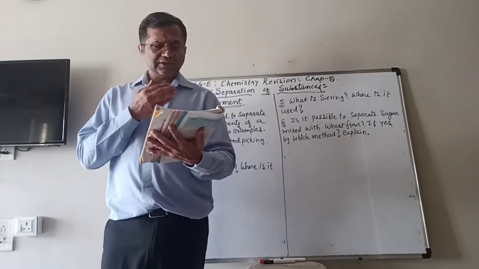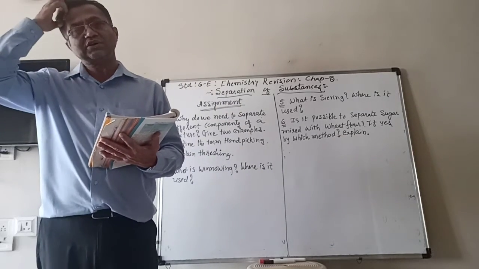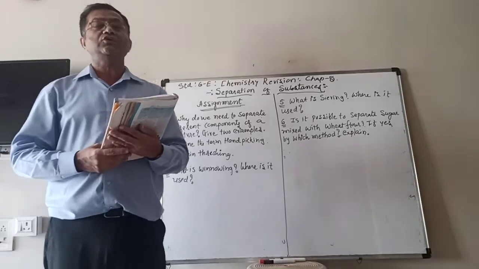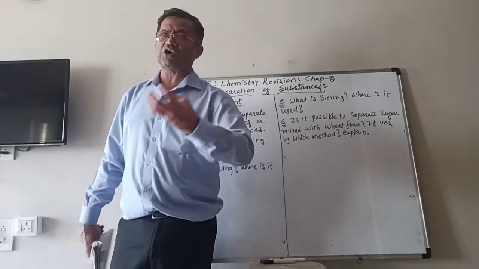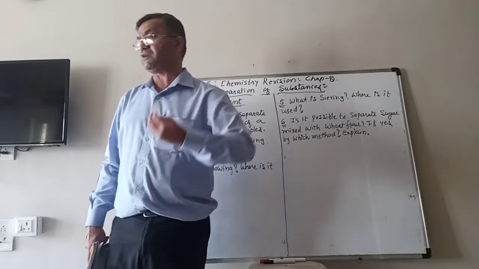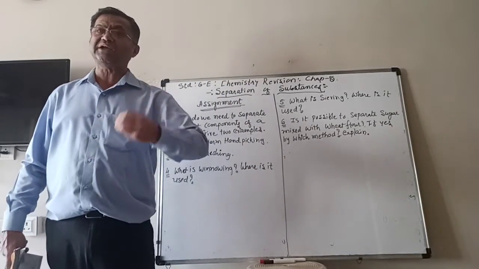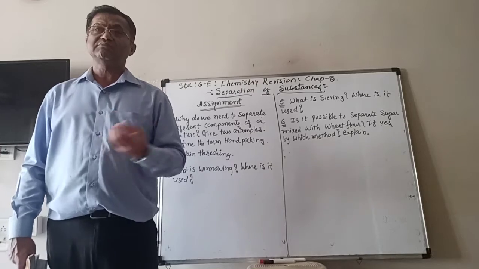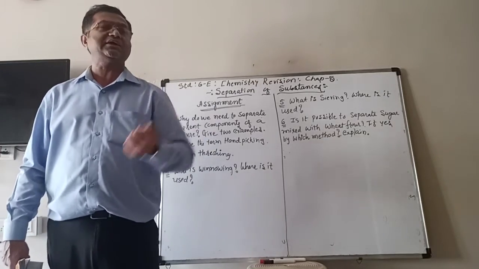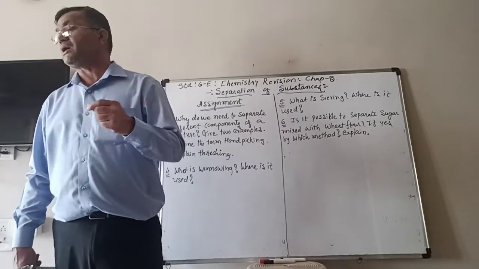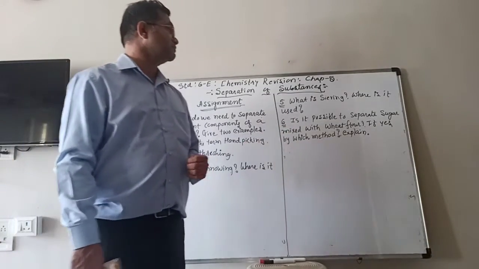This method is convenient, because hand picking is impossible here. Sawdust or the dry powder of leaves, if you want to separate it from the sand, is not possible by hand picking. So we have to use the method of winnowing.